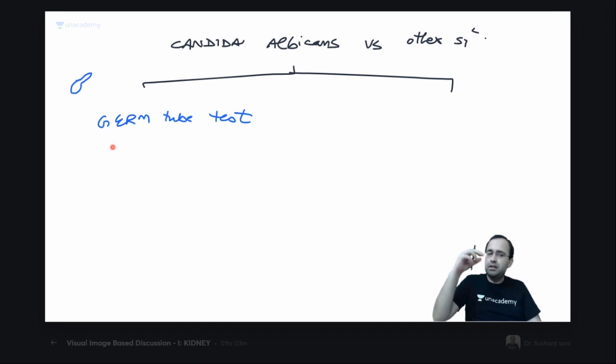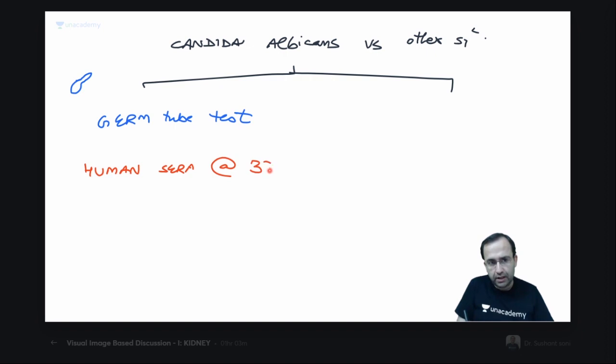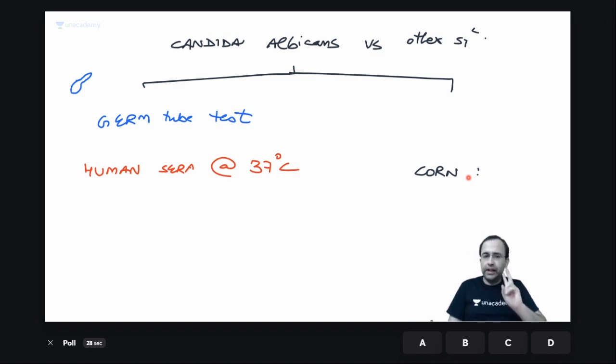Candida albicans is associated with germ tube formation when the species are cultured on human sera agar at 37 degrees Celsius. At 37 degrees, germ tube test. Which is the next test? Corn agar. Is it a nutritionally rich medium or a nutritionally deficient medium? Germ tube test is the Reynolds-Braude phenomenon.